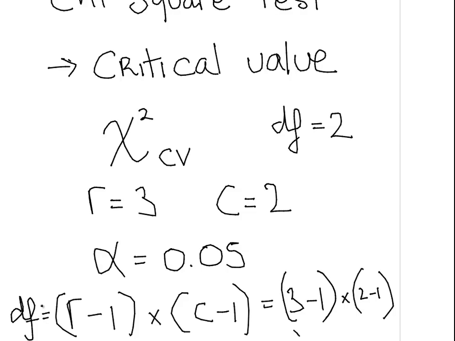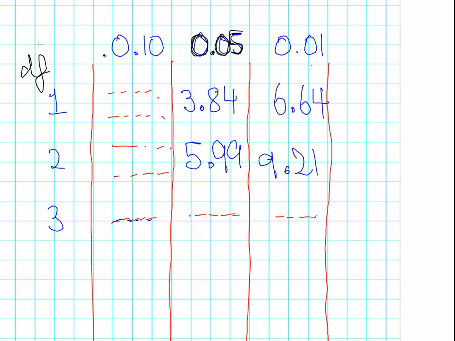So what we'll do here is go to our tables again, and essentially we're going to use this row here. So it's this column here and this row here. The critical value for this particular example is 5.99. In some books it might be given to 3 decimal places as 5.991. Not particularly important, but anyway, that is how you find the critical value for a chi-square test.